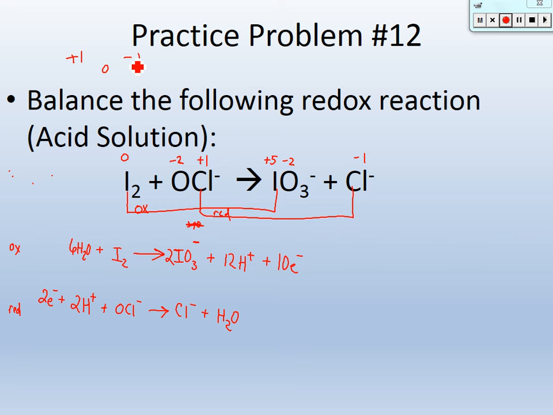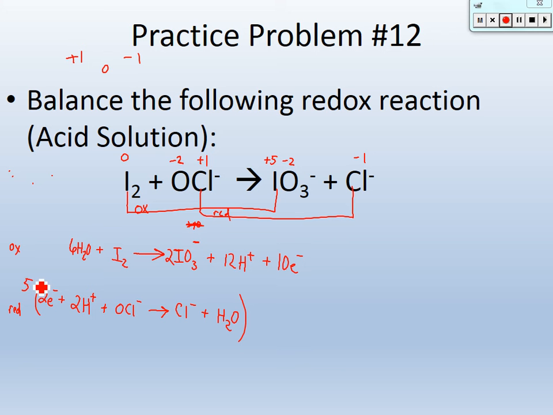Okay, step 5 is done. Step 6: make the number of electrons equal on both half reactions. So I've got 10 electrons here, and I've got 2 electrons here. How could I make them equal? What's the lowest number that 10 and 2 will go into? 10. How do I get this one to 10? I need to times this whole reaction by 5.